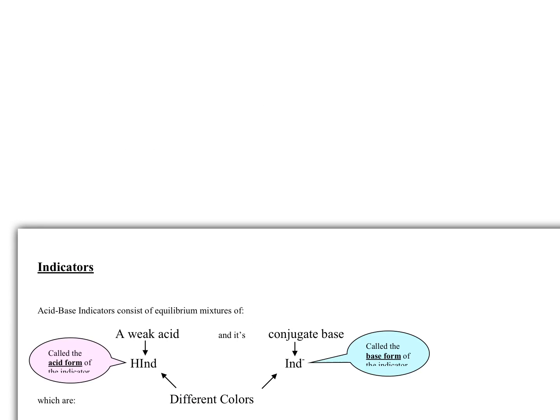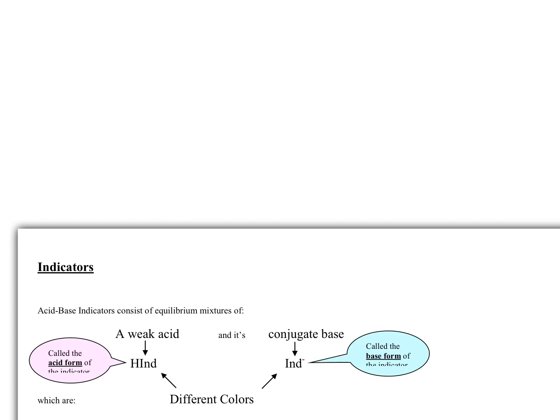So what exactly is an indicator? Well, an indicator is an equilibrium mixture of a weak acid and its conjugate base. What's important about it is it has different colors when it's in the weak acid form and in its conjugate base form. That way it indicates to us, when we see a color change, that we have converted from a majority of weak acid to a majority of its conjugate base.